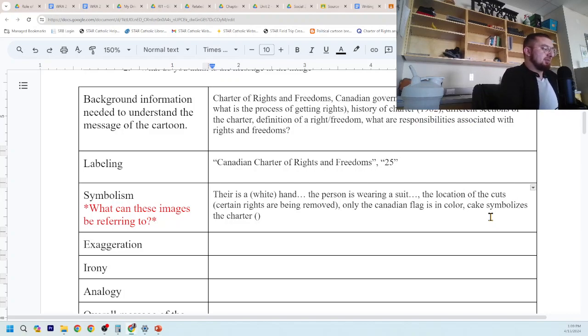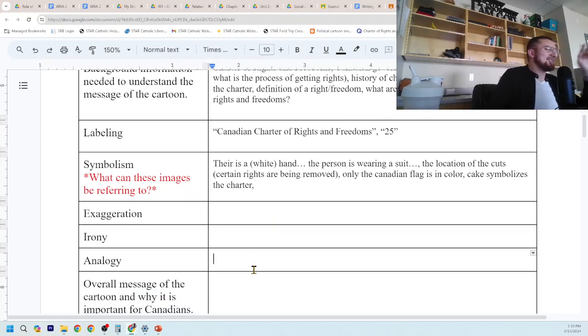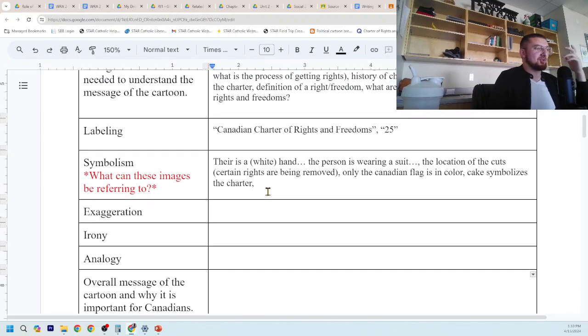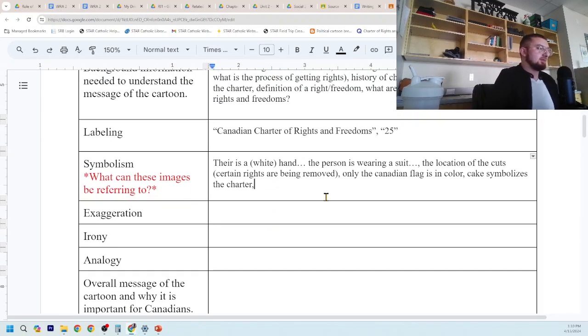Ask yourself this. Why choose a cake? How many of you have cut a cake? What would you say is easier to cut, a piece of cake or a chunk of steak? Cake. So what is the symbolism there? What is the meaning there? Okay. So the cake symbolizes the charter, and that can be in the analogy and the overall message: how easy it is to remove rights, okay?